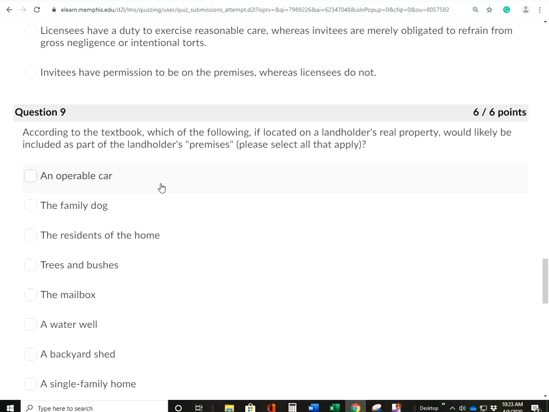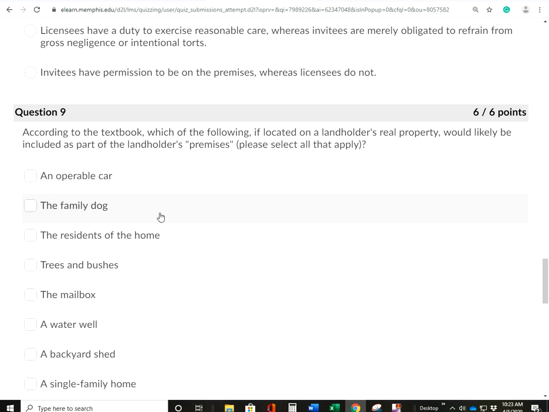and the first one we can choose from, an operable car, means that the car can run. It can leave the property. You can take it off the property and return. It's not attached to the land. It's not growing from the land. So I automatically said, okay, I know that's not an answer that I need.